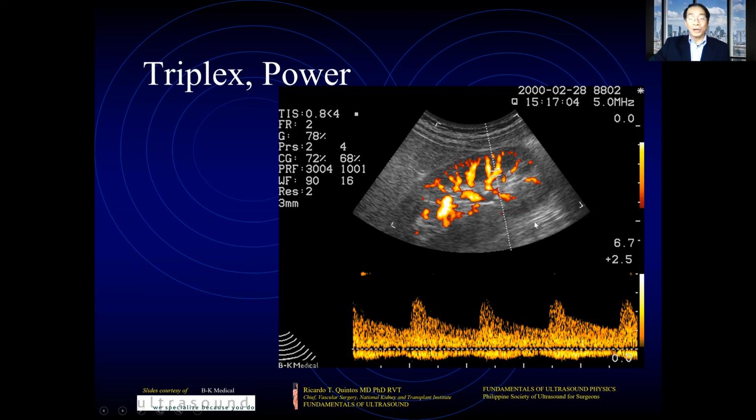For triplex to occur, you have to have an active real-time movement of your Doppler, an active real-time movement of your B mode, and an actual real-time movement of your power flow mode. And that requires a lot of computing power, and that's why triplex machines come at a very expensive price.